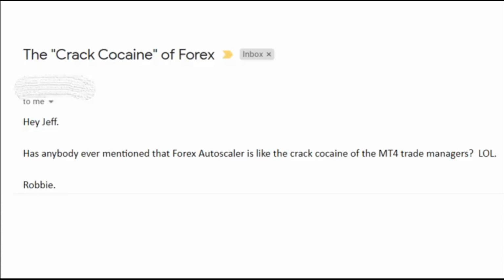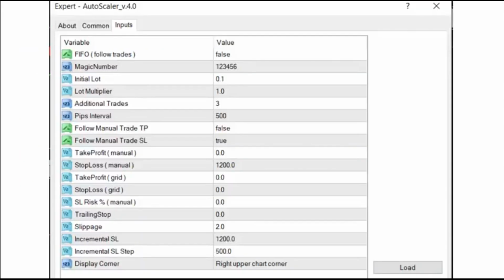A trade manager that at least one person referred to as the crack cocaine of MT4 trade managers. That wasn't an insult, amazingly enough. He was just merely making the point that once you start using this trade manager, you never want to stop.